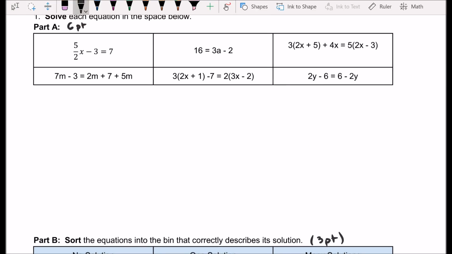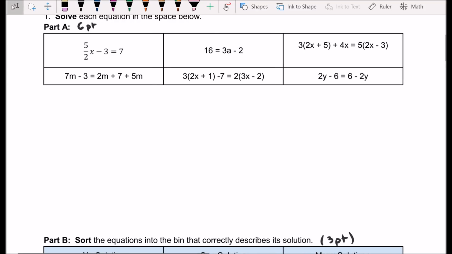Alright, we're gonna head down to problem 4. Problem 4, we have 7m minus 3 equal to 2m plus 7 plus 5m. Okay, so first we're gonna do is combine like terms. Look at each side first. On my left side, I have 7m minus 3. 7m has the variable and 3 doesn't have a variable. They're not like terms, so we cannot add that.